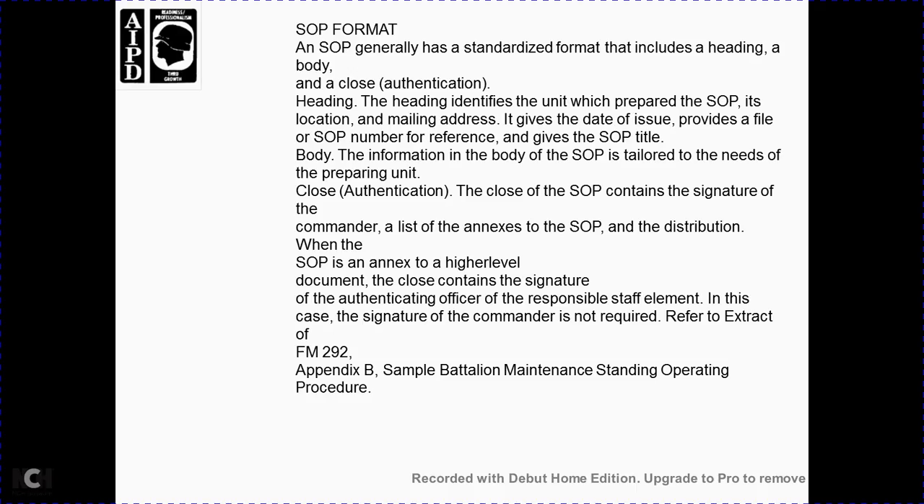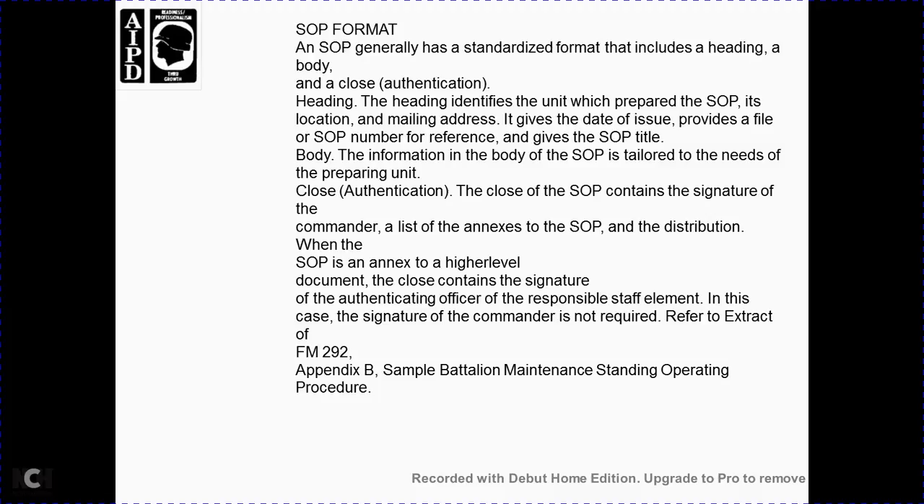Standard operating procedure format. The SOP generally follows a standard format, including the heading, the body, the closing, and the authentication code. The heading identifies the unit that prepared the standard operating procedure, location, mailing address, the date of issue, the file number of the standard operating procedure for reference, and the SOP title. The body contains the information of the standard operating procedure, tailored to the needs of the preparing unit.